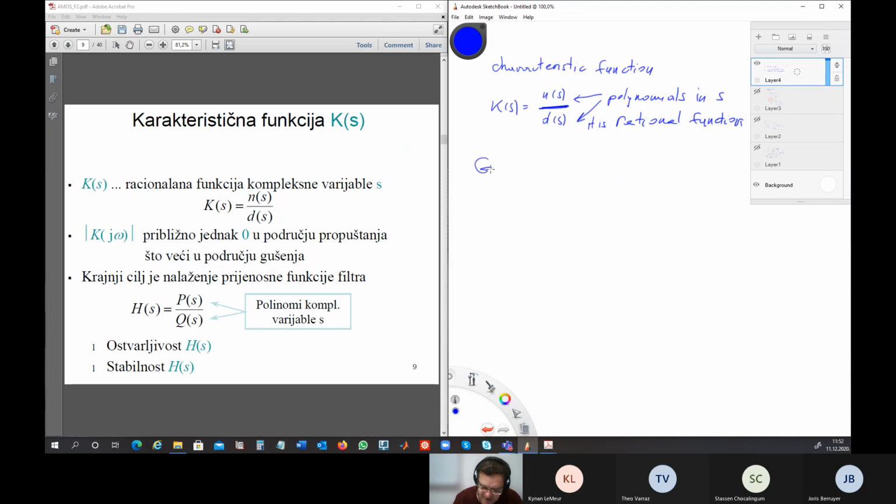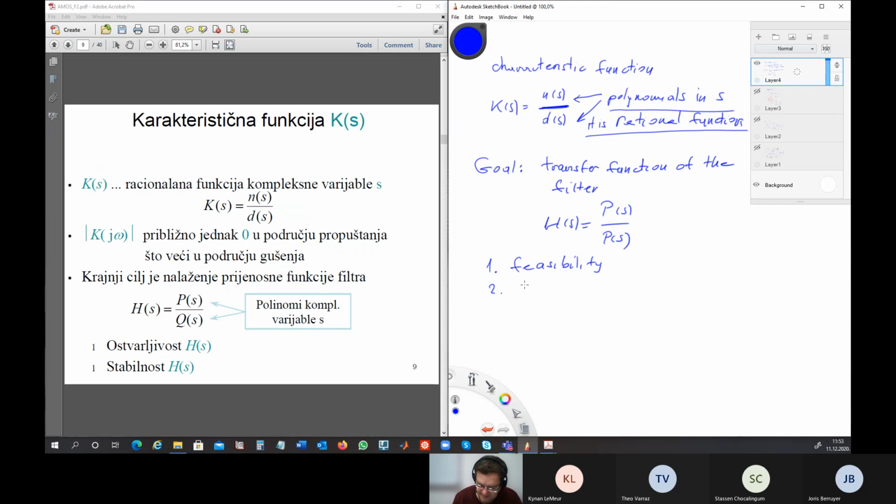Then what we want to obtain, our goal, is the transfer function of the filter, like H of s. Again, we have two polynomials in s. Okay, it is the same: two polynomials divided, a ratio, and it is a rational function. We must take care about feasibility and stability of H of s. Okay, so this is design.